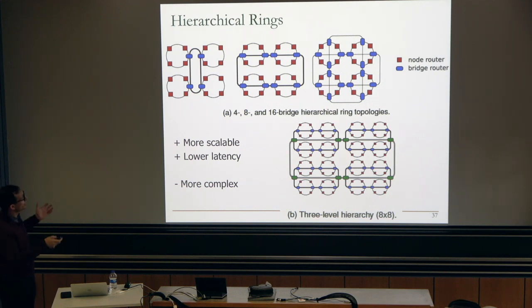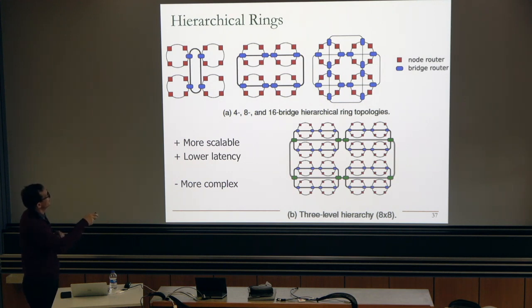And if you're communicating locally, you don't go through that ring stop. You don't stop over there. If you're communicating between these different rings, then you need to hop onto this global ring, if you will, or the second level ring. But this is only one way of building.